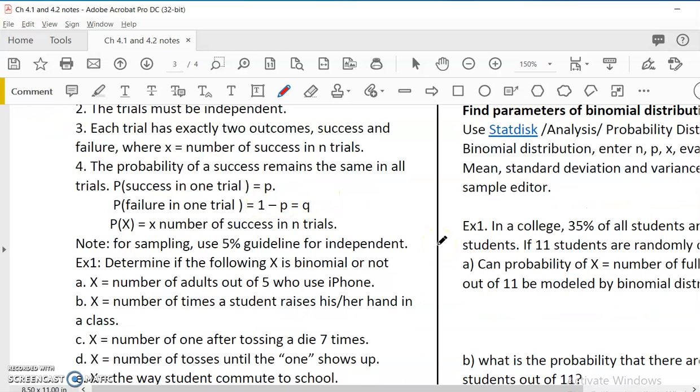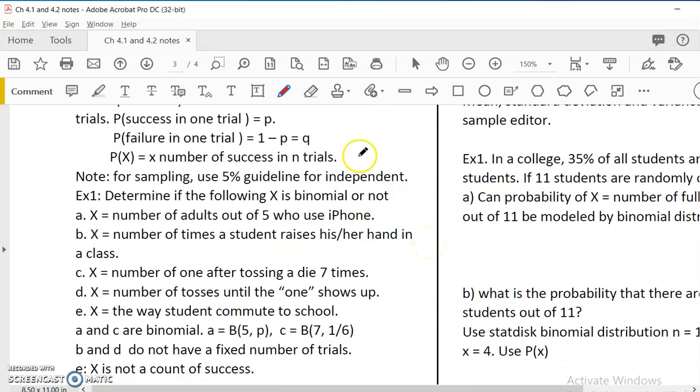Some numbers that we need to pay attention to: n is the number of trials, and you're counting the number of times that certain things happen in the n trials. Also, the probability of success in one trial is p. The probability of failure in one trial is 1 minus p, of course, because it's the complement, and it's usually called q. So P(x) means there are x successes in n trials.